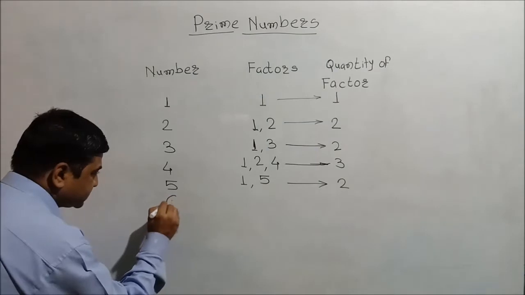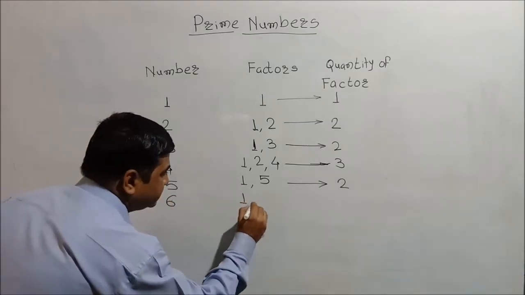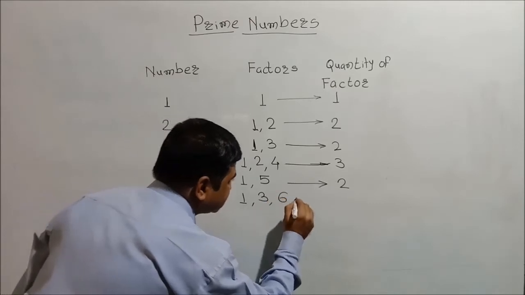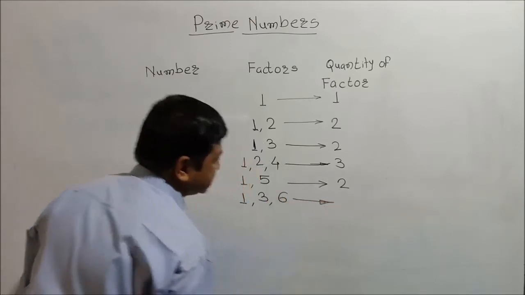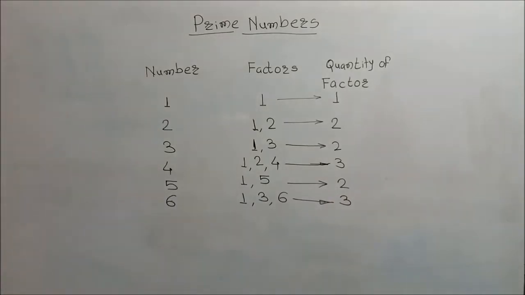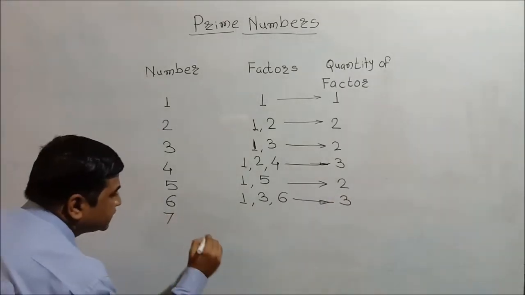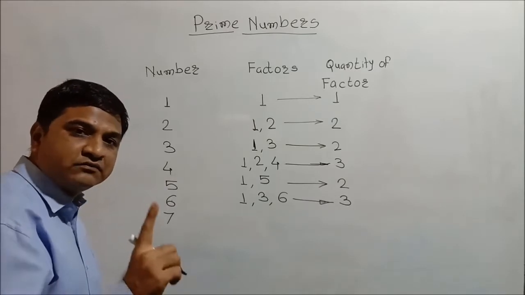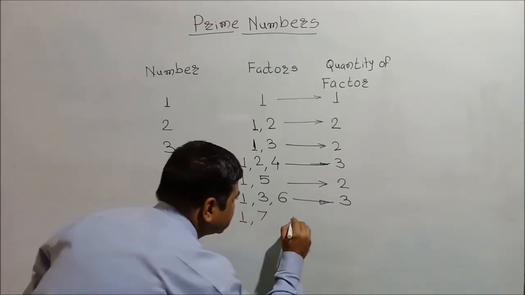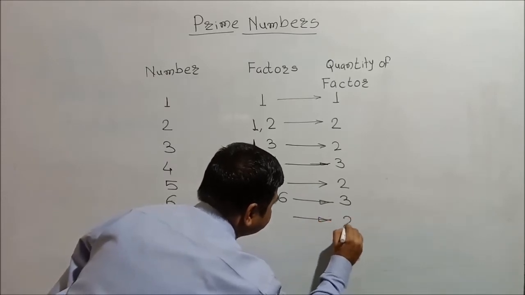What about 6? 6 can be divided by 1, 2, 3, and after 3 we have 6 as a divisor of 6. So in this case the number of factors is 4. Next, 7. Well, 7 can be divided by 1 and 7 itself. So the number of factors again is 2.